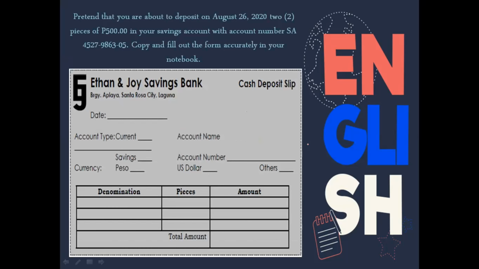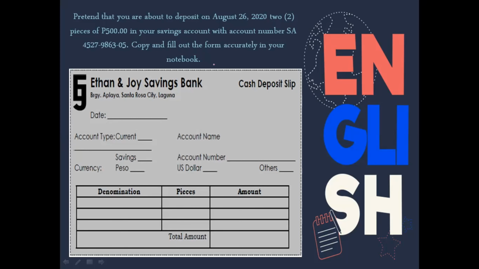We have 3, the last one. Pretend that you are about to deposit on August 26, 2020, 2 pieces of 500 pesos in your savings account with account number S845279863005. Copy and fill out the form accurately in your notebooks.